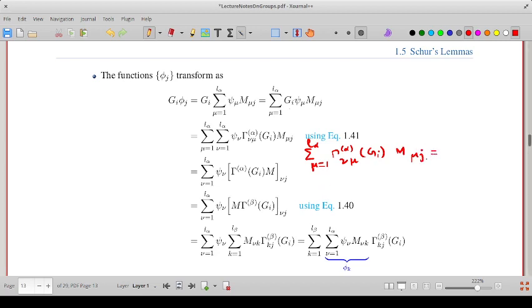Now from the rules of matrix multiplication, this is nothing but the nu jth element of the product of the matrices gamma alpha Gi and m. So this is equal to gamma alpha Gi times m, then the nu jth element. And that's what we have written here.